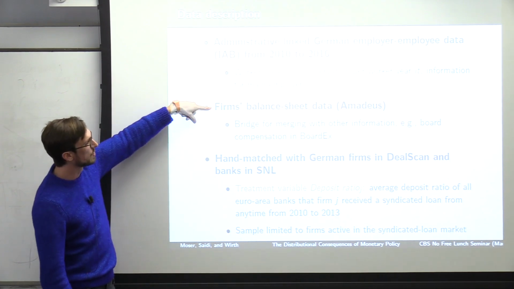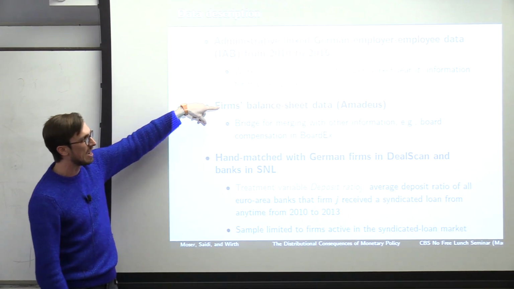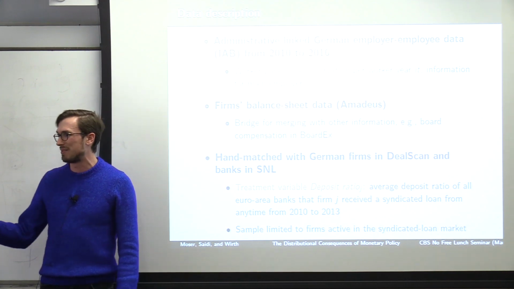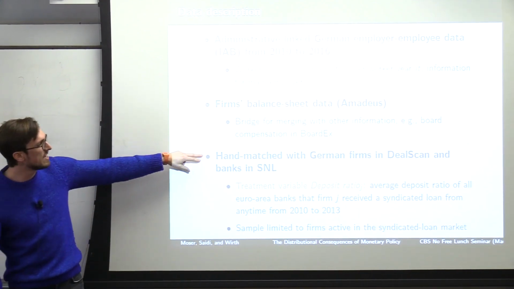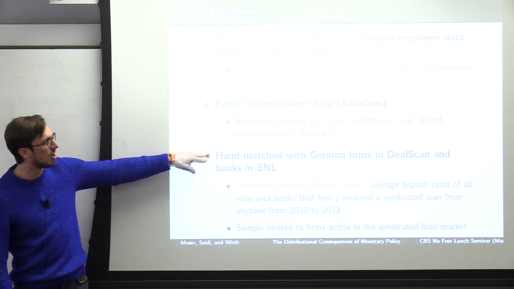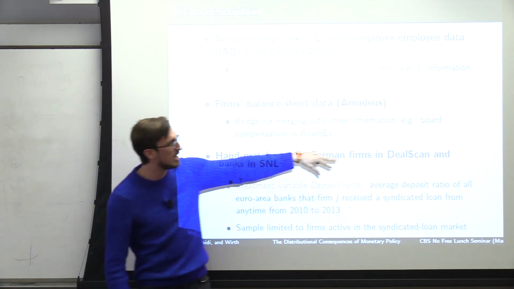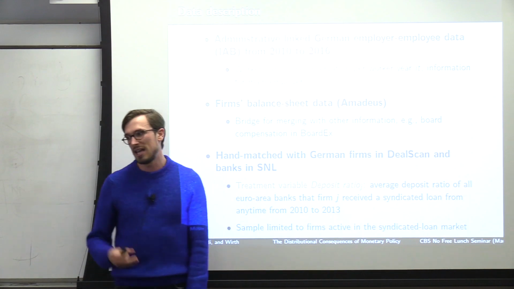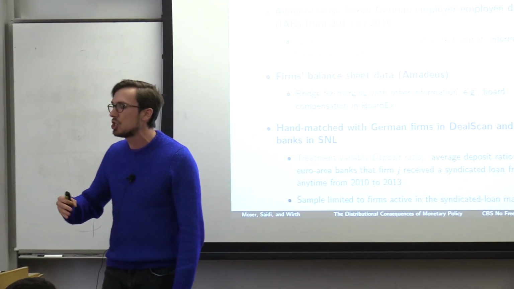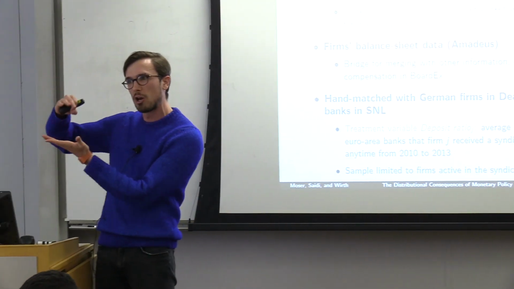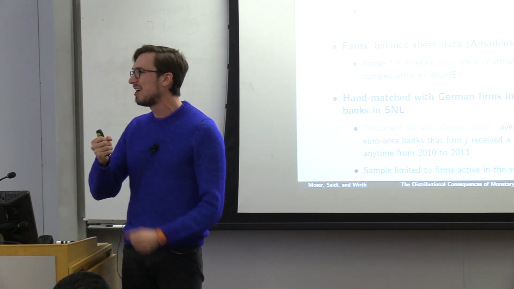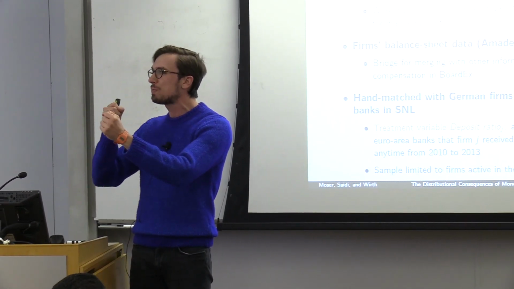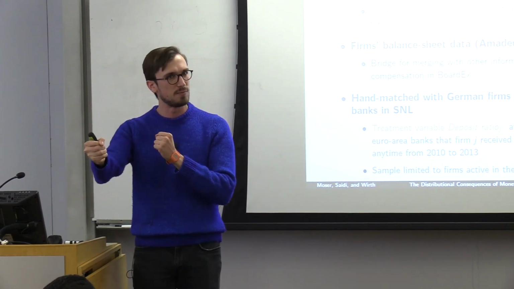We're going to combine this with firm-level balance sheet data from Amadeus, of the kind that many here will be familiar with. And then we will hand match this with information on syndicated loans in a database called DealScan, as well as more recently, in an extension, also with non-syndicated smaller loans that we hand match into these other data in order to identify which banks lend to what firms.